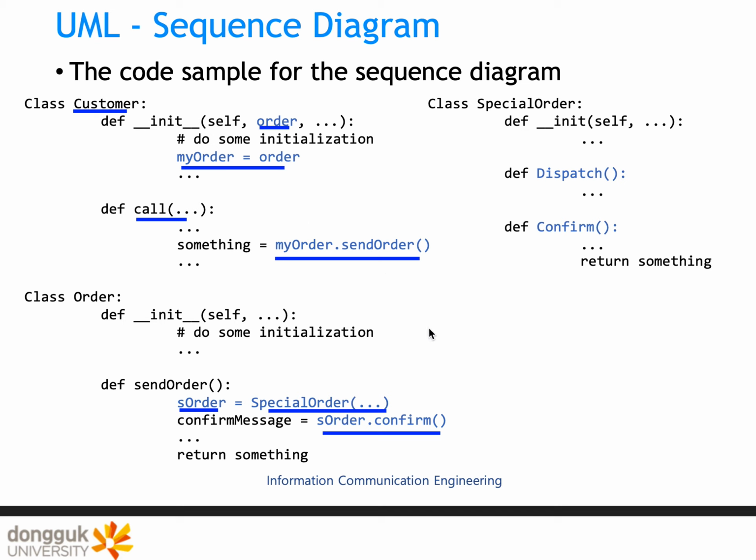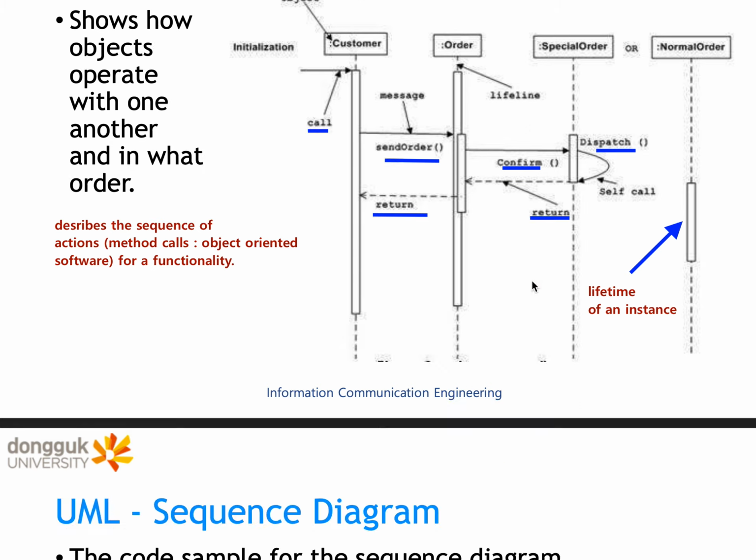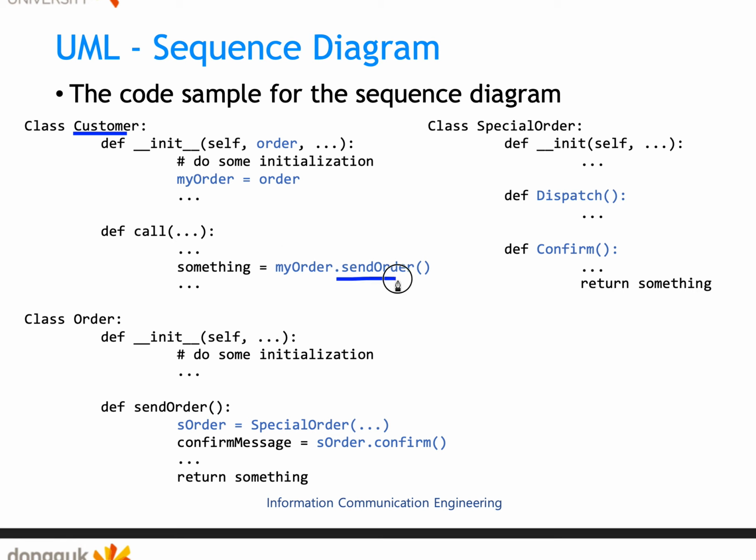Okay, Python doesn't need a new method. Okay, that is fine. So here also in special order there's its own message dispatch and confirm. So this sequence diagram is talking about the call, send order, confirm, dispatch, and it has return. So in this case, send order, confirm, and dispatch.